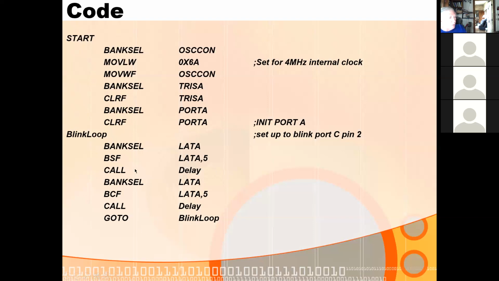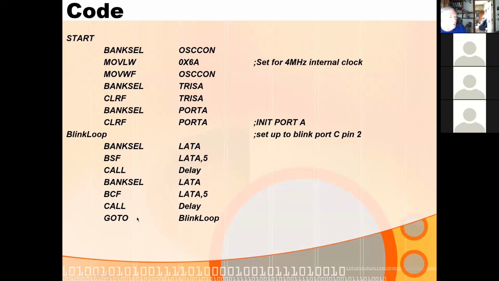Okay, and then once we get done with this setup, then we're going to do the blink loop. In the blink loop, we're going to bank select the latch A. We're going to set bit 5. We're going to call our delay routine. We're going to reset the bank select to latch A, clear bit 5, call delay again, and then go to blink loop, go back up here and do it all, and we'll just loop all the way through this.